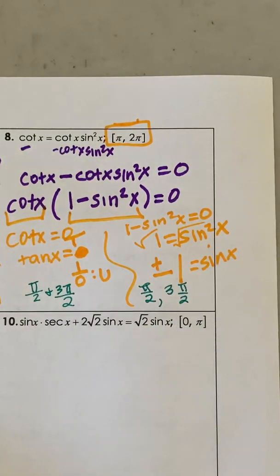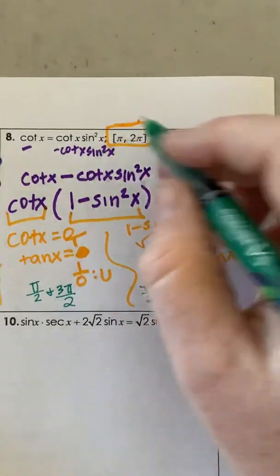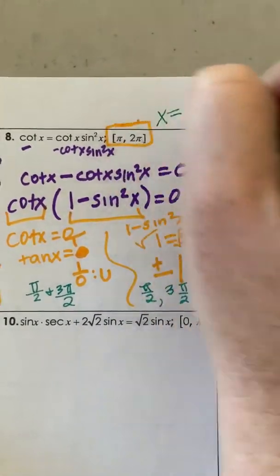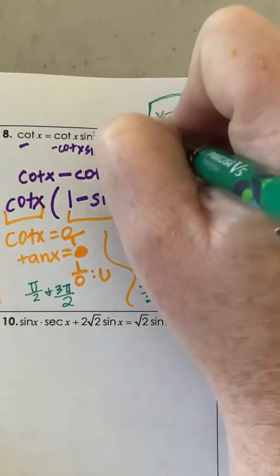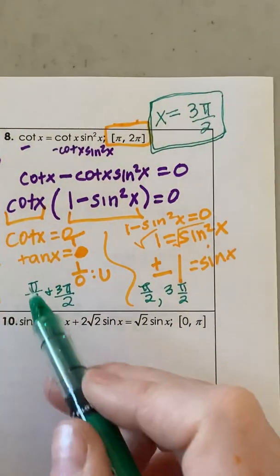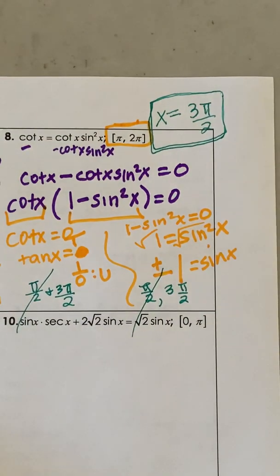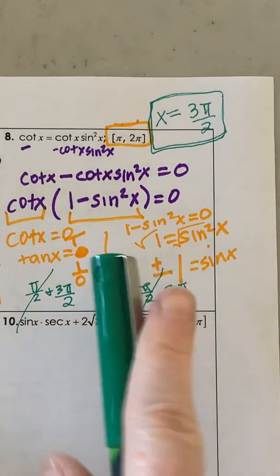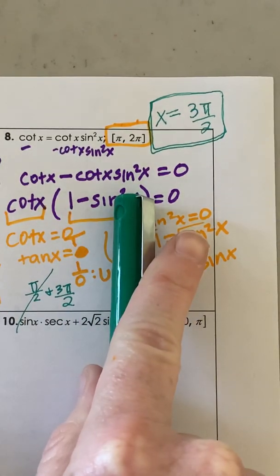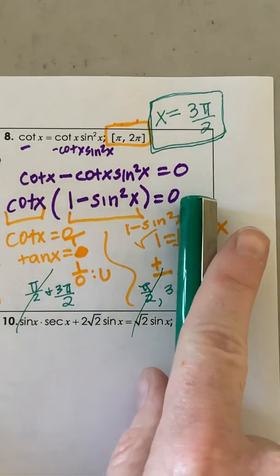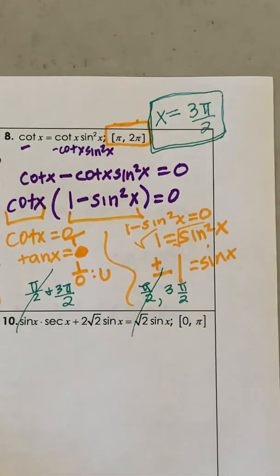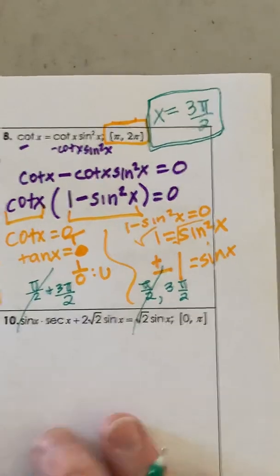Okay, so what's our solution that fits in that interval? Only 3 pi over 2. Pi over 2 isn't in the interval, so we're gonna cross it out. Even if you let this be cosine x, it should have been the same thing, because you're answering where the cosine would be 0. Be the same places. Okay, cool.